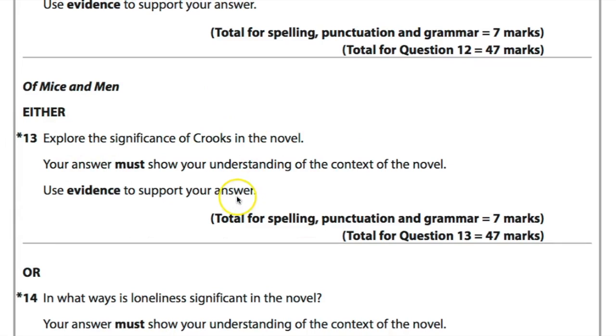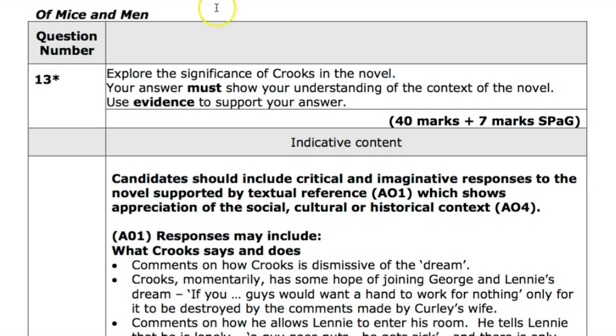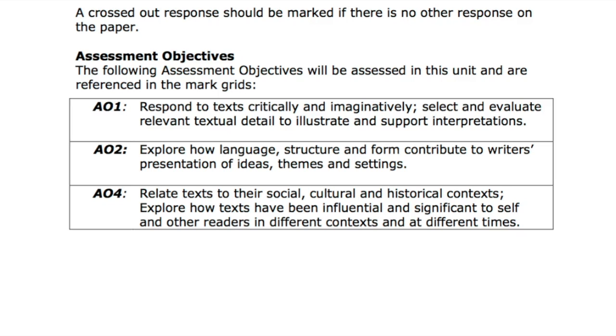So very quickly, before we go into how to answer this, there are a couple of things that are really important to go into. I very quickly just want to go into the assessment objectives, because this is something you have to remember throughout your revision and throughout answering these questions. Assessment objective 1 and assessment objective 4 are the two that we're going to be really focusing on in this question. Assessment objective 1 is: respond to texts critically and imaginatively, select and evaluate relevant textual detail to illustrate and support interpretations.